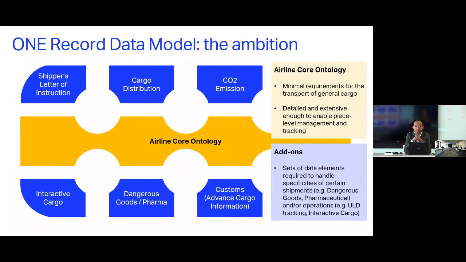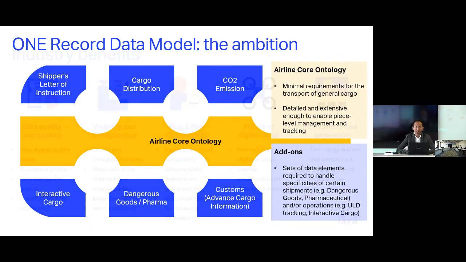So for instance, we identified IoT cargo, how to make sure that we can interact with the different pieces and the shipment. We made sure that we can have all the data elements for dangerous goods and pharmaceutical products, that we comply with any advanced cargo information required by the customs authorities, that we can make cargo distributions from the carrier to the forwarder, that we can also manage the CO2 emissions and communicate on that. We do have ULD tracking and handling operations.